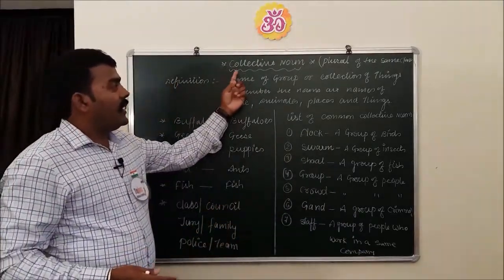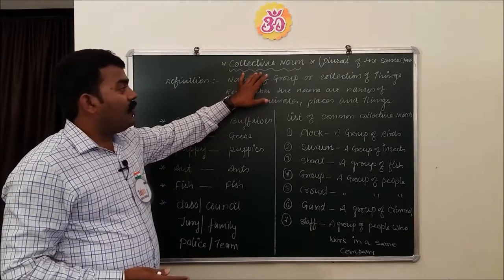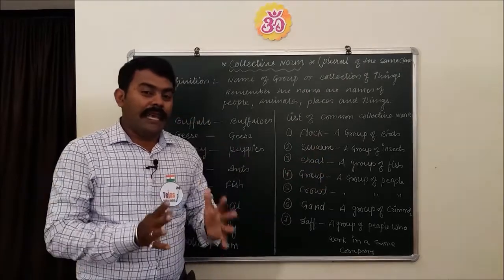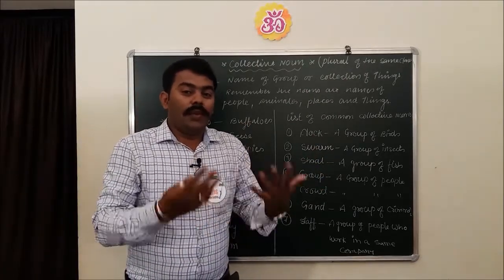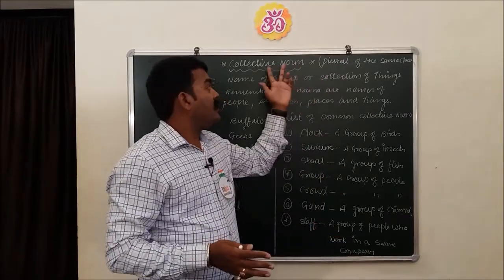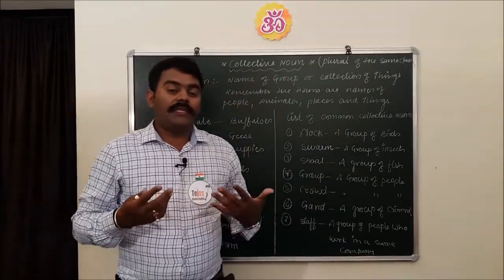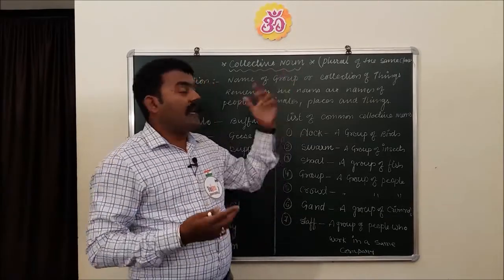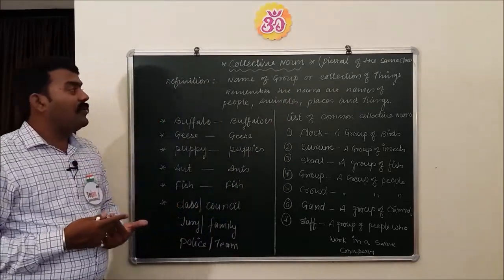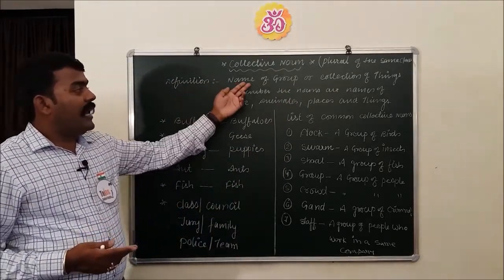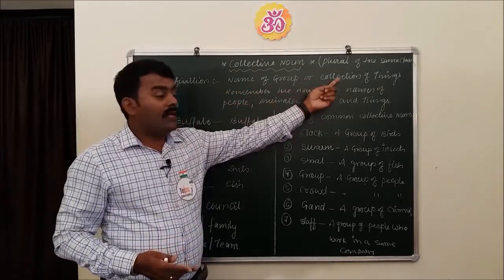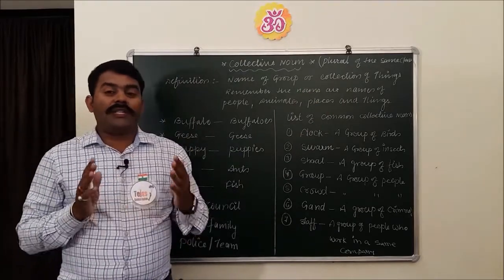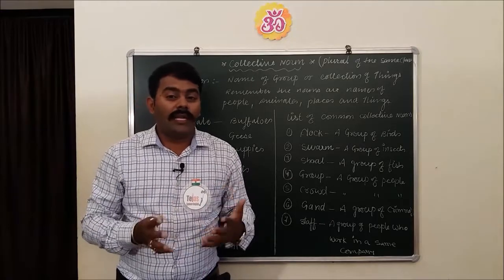Collective noun means plural of the same class. For example, the same meaning in plural sense from the same class is a kind of collective noun. It means you can say the same things in a number of varieties or in a group of things, so it is a collective noun. And now the definition: the collective noun is the name of a group or collection of things. This is the definition. The name of a group or collection of things is called a collective noun.